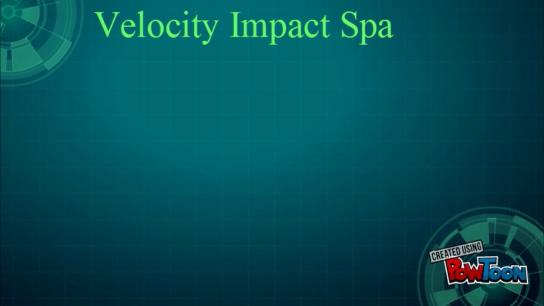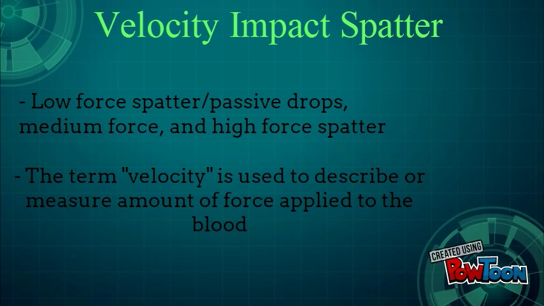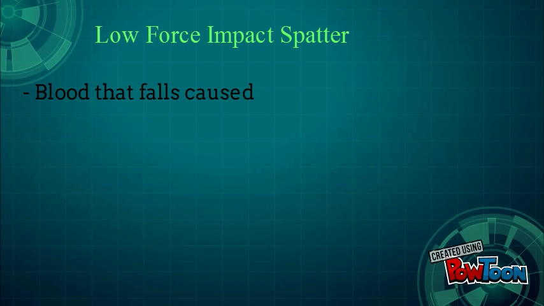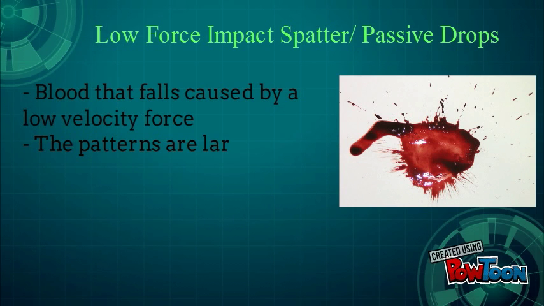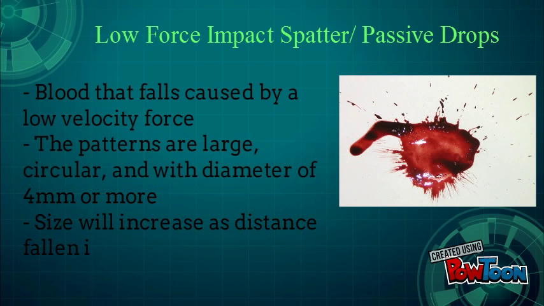There are three types of velocity impact spatters: low, medium, and high force spatters. The term velocity is used to describe or measure the amount of force applied to the blood. Low force impact spatters are blood that falls caused by a low velocity force or just by normal gravity. The patterns are large, circular, and have a diameter of 4 millimeters or more. Size will increase as distance fallen increases.